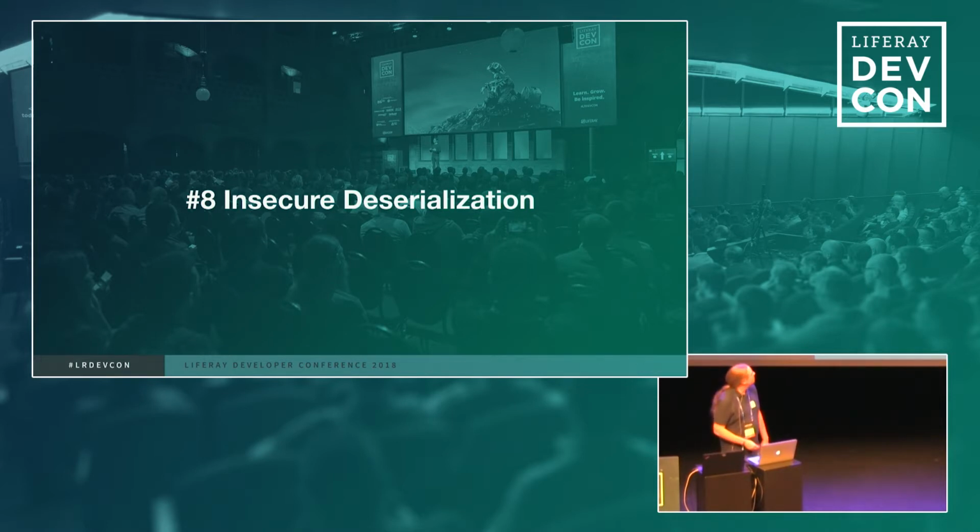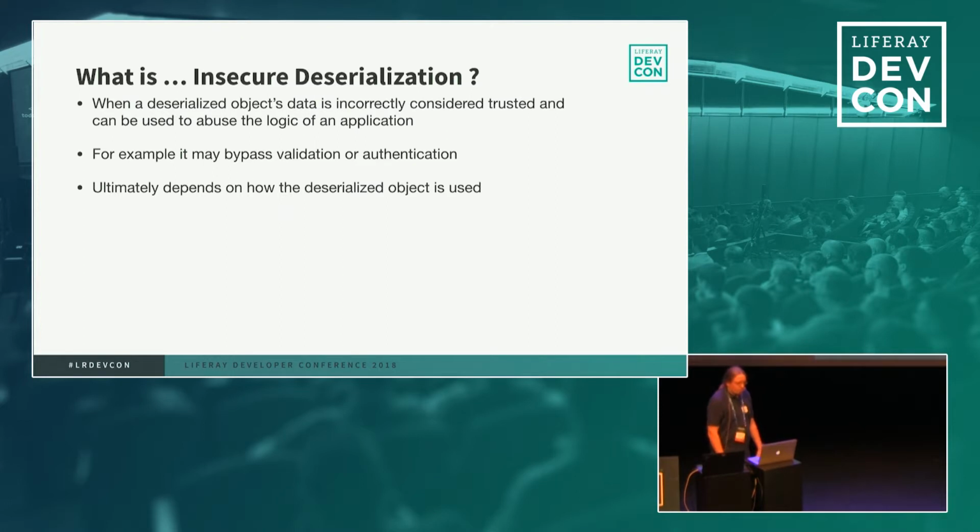So number 8, insecure deserialization. This is a new one for 2017, and it's gaining momentum all the time. It's becoming more frequent. So what is it?